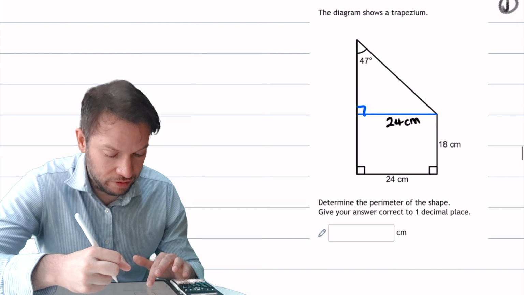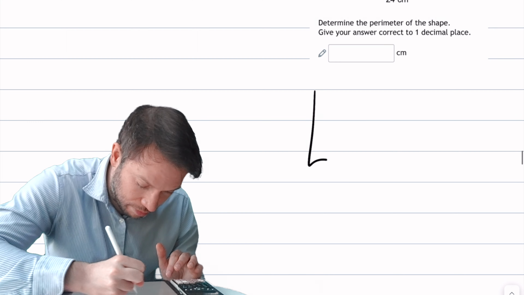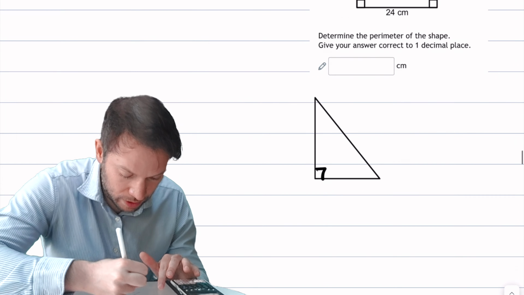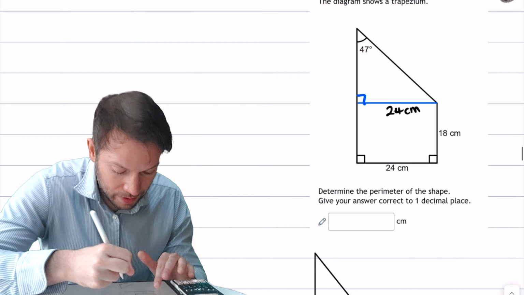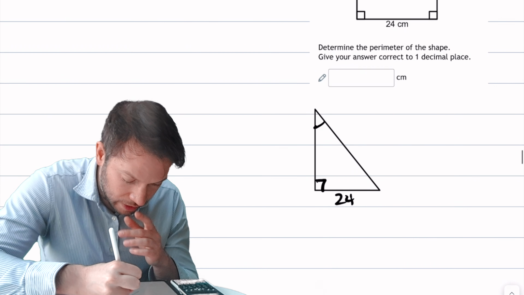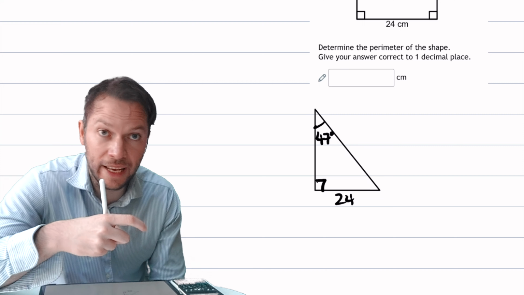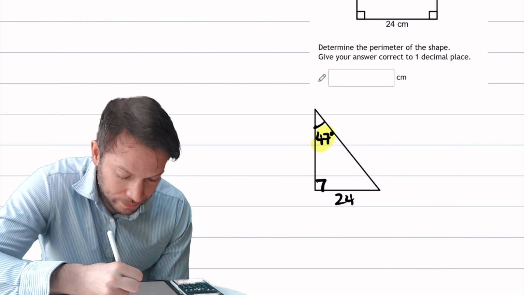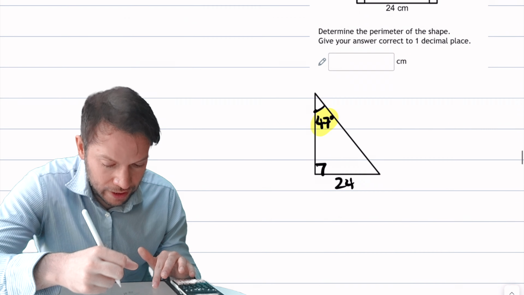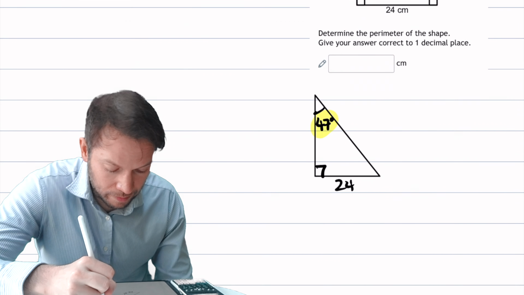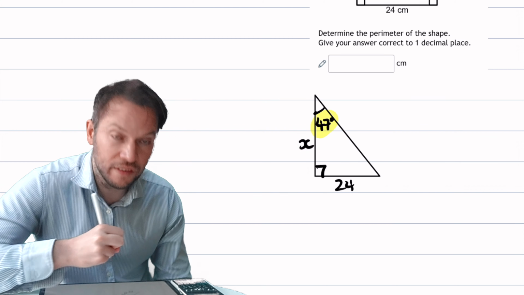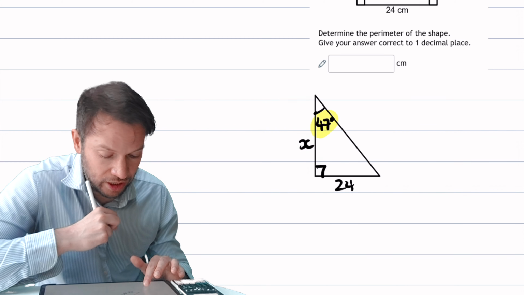Now we can use trigonometry for this. So if we just draw out this triangle separately, at the top, we've got the 24, at the bottom we've got the 47, which is the angle of interest. The angle of interest is the angle that's labelled, that's not the right angle. So we need to find both the other lengths. So let's just try and find this length on the left, maybe. Let's call it x.